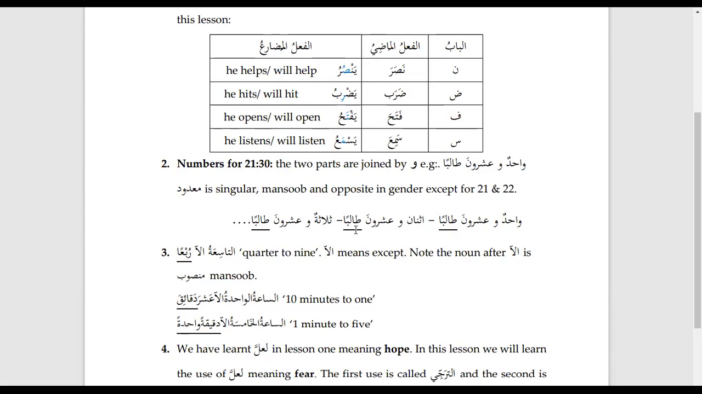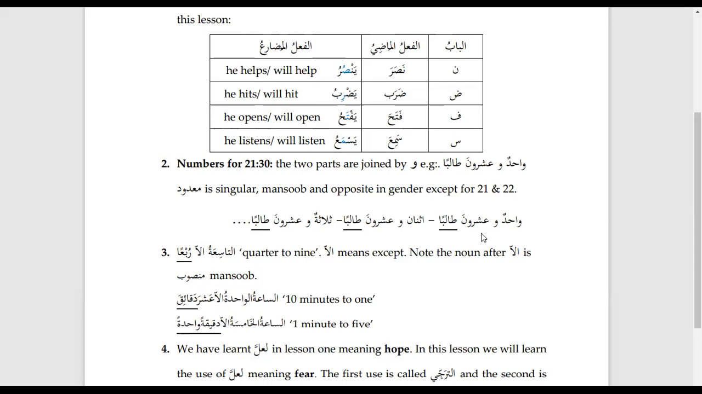Ithnani, this is the marfu' form, and there is a difference. Taliban is mansub. That's right. So only here, 1 and 2 are non-adjective. Wahidun talibun. Only 1 and 2 are non-adjective. Talibun wahidun. That's right.